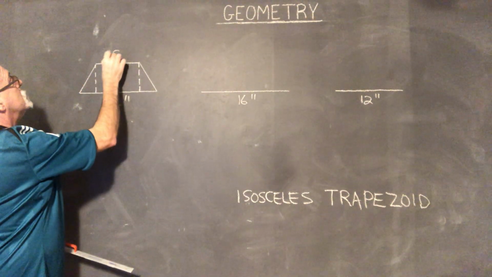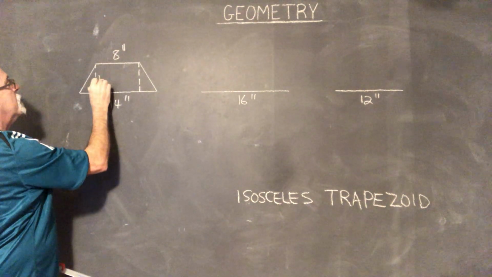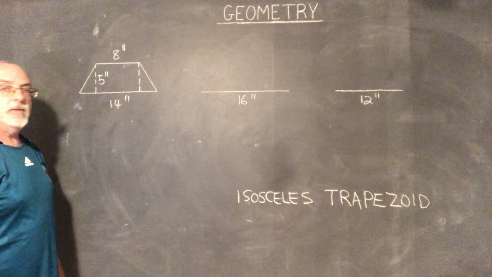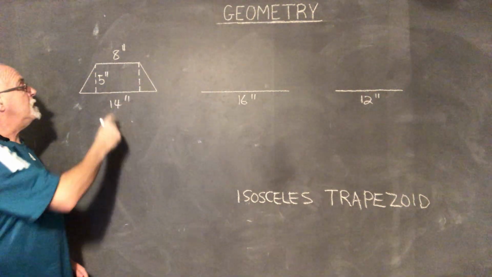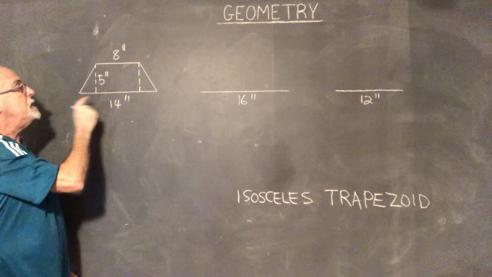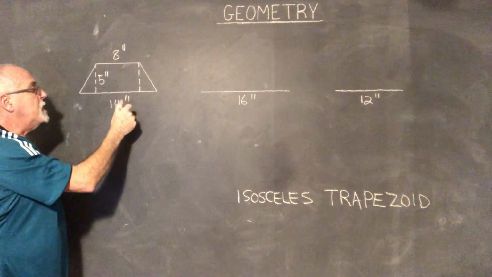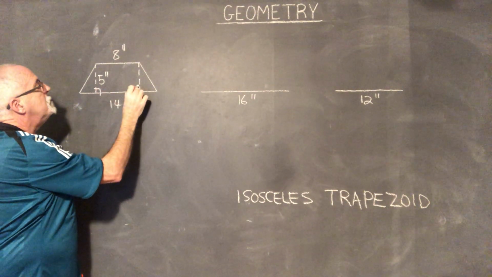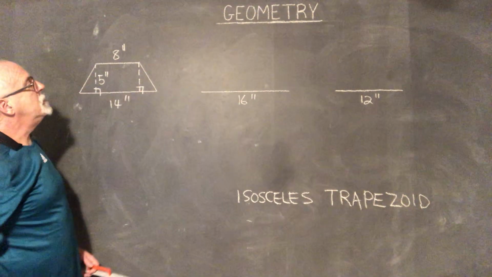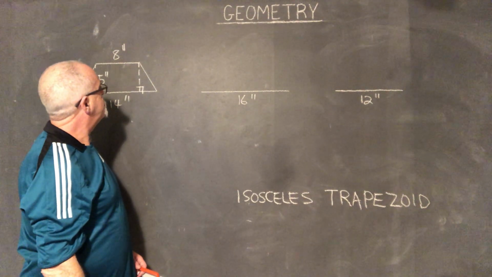So that's 8 inches. And the height was 5 inches. Which means we have everything we need to find the area of this trapezoid, because the formula is the same. We need the 2 bases, which we have, and we need the height. If I label this other dotted line, it's also going to be 5 inches. I will mark that these are right angles. Okay.